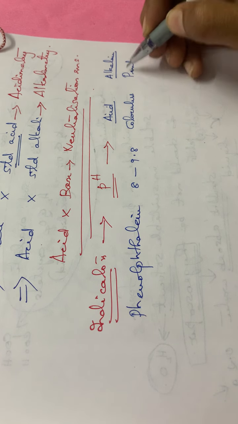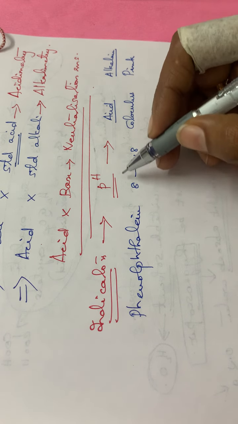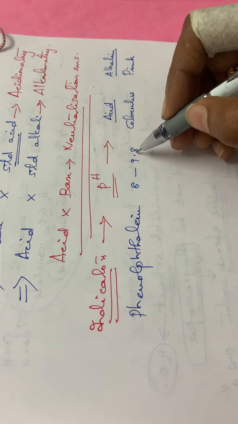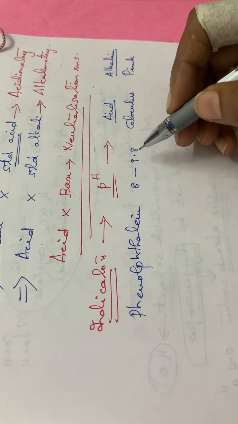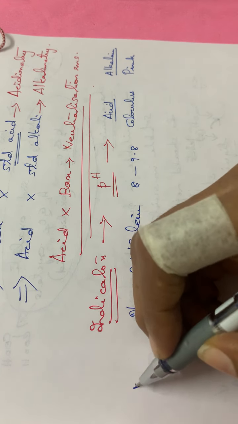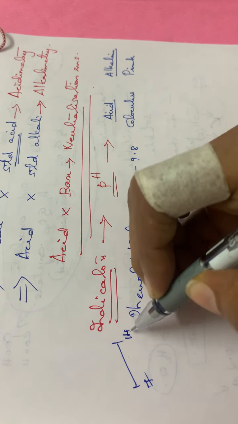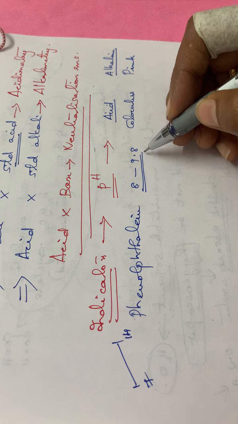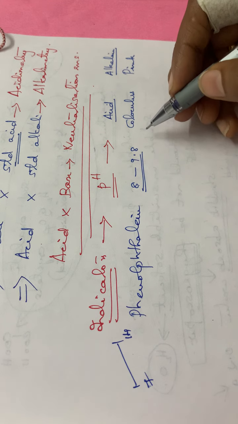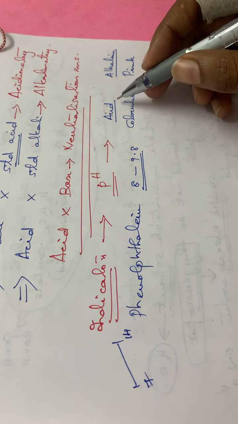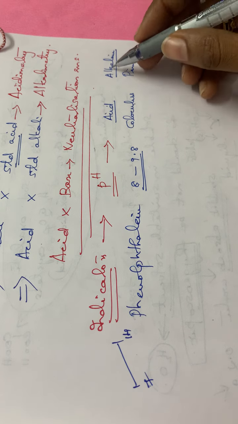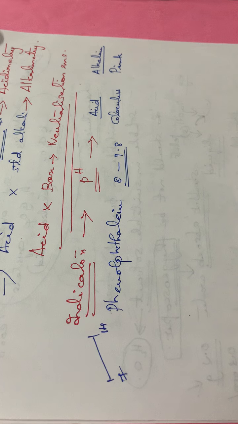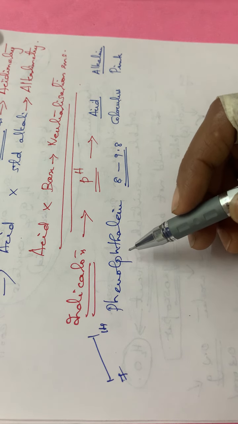So phenolphthalein will show a color change only at this pH, between 8 to 9.8. 8 to 9.8 means it will be an alkaline solution, isn't it? From 7 to 14, the solution will be alkaline. So within this pH range, phenolphthalein is colorless in acid solution, and in alkaline solution up to 9.8 it will have a pink color. So phenolphthalein is the most commonly used indicator.